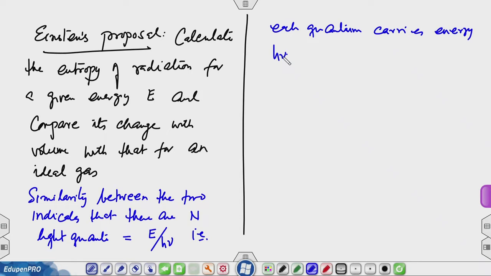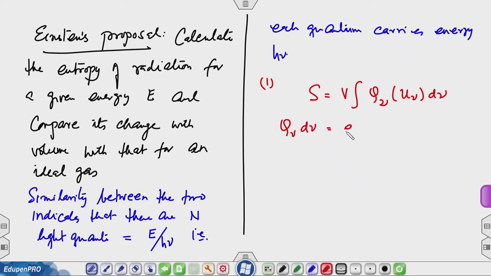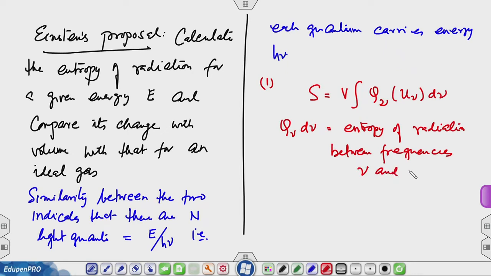So that's his program. So for that, he first writes, to begin with, step 1, S, the entropy, equals volume times entropy per unit volume, and for that I am going to write phi, which is going to be spectral phi, which is going to be a function of u nu d nu. So phi nu d nu is the entropy of radiation between frequencies nu and nu plus d nu.